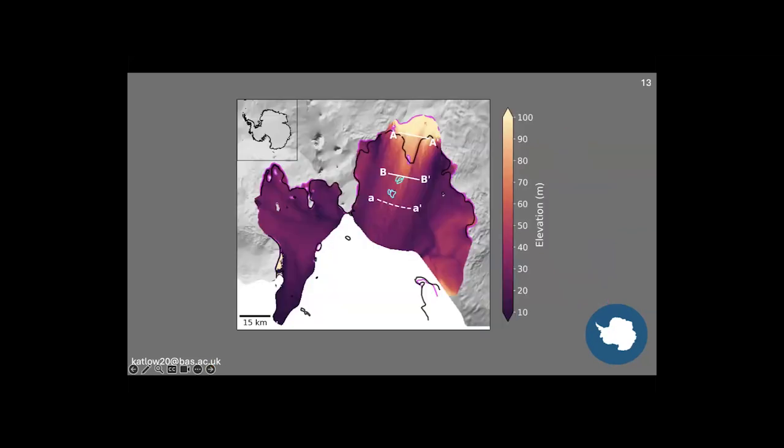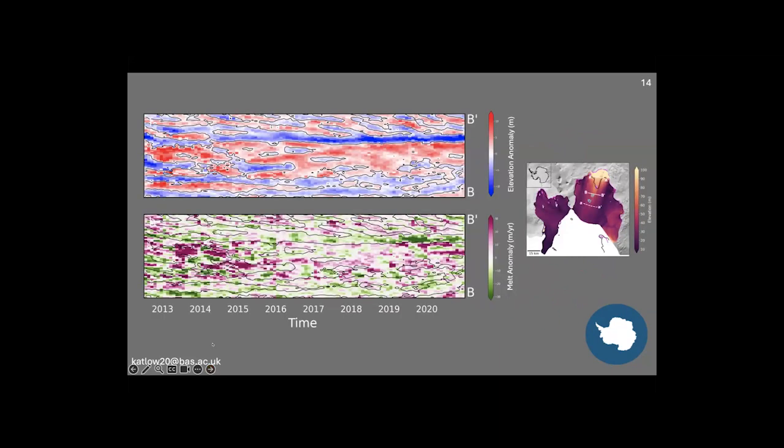If we then move further downstream and consider this transect between B and B prime, where melt rates are generally lower, do we see a similar pattern, or is it slightly different? And what you can see here is quite a change, actually. So in this elevation anomaly plot, we're seeing a much less persistent geometry. We see big changes occurring.